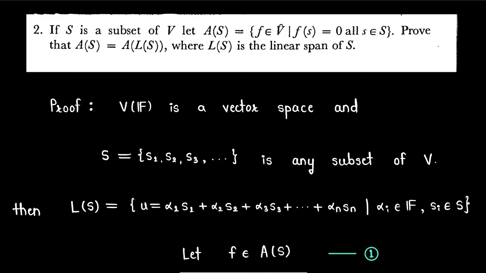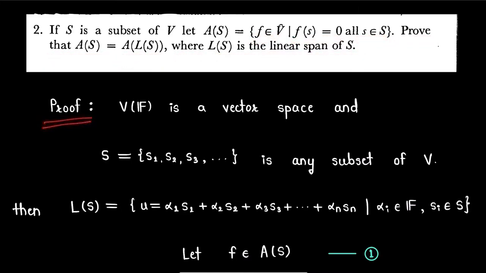In this video, I am going to solve an exercise question from the book Topics in Algebra, chapter 4, Vector Spaces and Modules. The question is: if S is a subset of V, let A of S, that is the annihilator of S, be the set of all those homomorphisms f in V cap such that f of s is 0 for all s in set S. Prove that the annihilator of S is equal to the annihilator of L of S, where L of S is the linear span of set S.